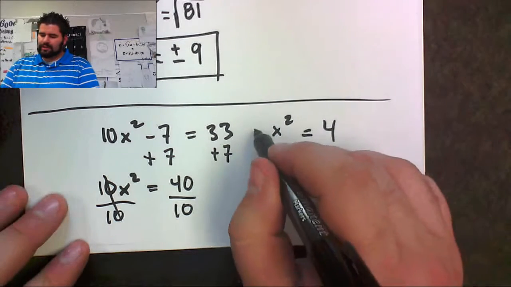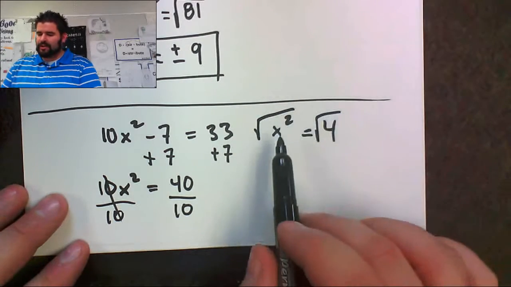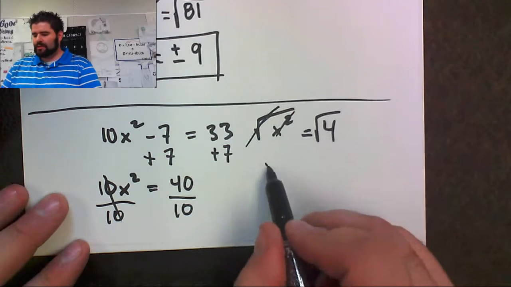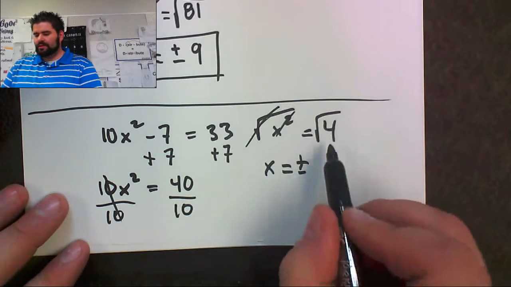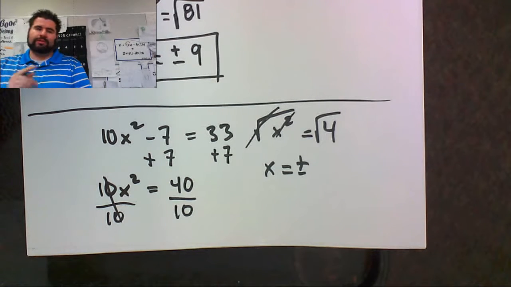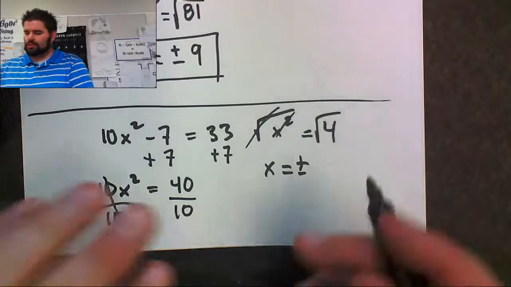And we simply square root both sides here. x squared cancels out with the square root, and I have the square root of 4, which is a perfect square again. So x is equal to plus or minus 2.